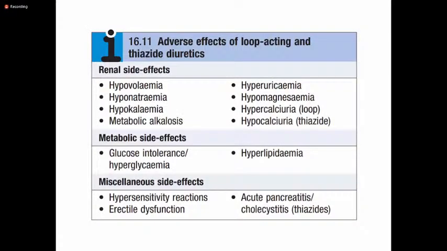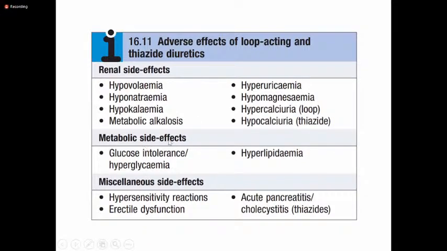When you're using diuretics, you should bear in mind the different adverse effects of both loop and thiazide diuretics. Mostly, since they cause diuresis, they can cause hypovolemia. You're losing sodium, you're losing potassium, you're losing magnesium. For thiazides, you can get hypocalciuria, and the opposite is true for loop diuretics. There's also the chance of getting hyperuricemia and metabolic alkalosis.